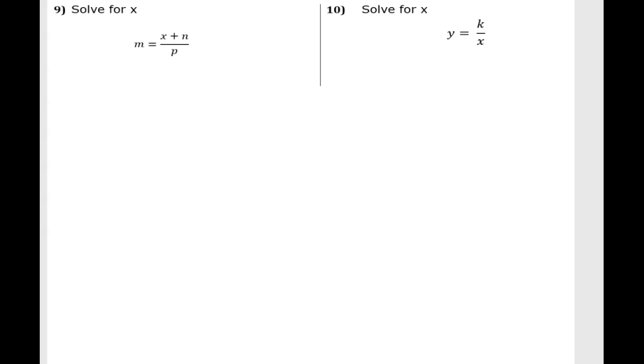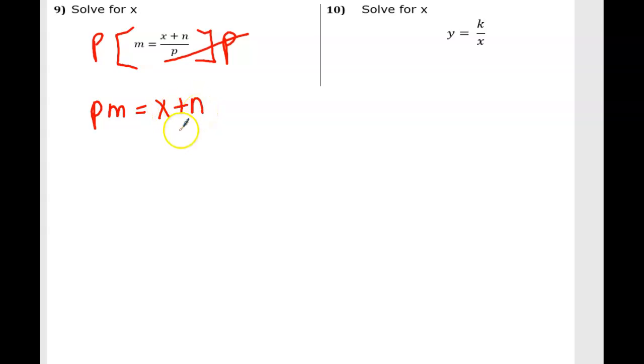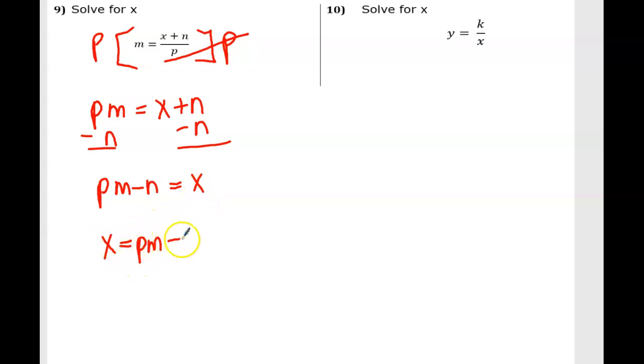All right, we want to solve for x here. Anytime you're dividing by p, you want to multiply both sides by p. So we get pm is equal to x plus n, since multiplying that side by p makes those cancel out. And we're solving for x, so we want to subtract n. So pm minus n equals x, or we can rewrite this as x is equal to pm minus n. It's okay if you actually had mp minus n because it is commutative, so either answer is fine.